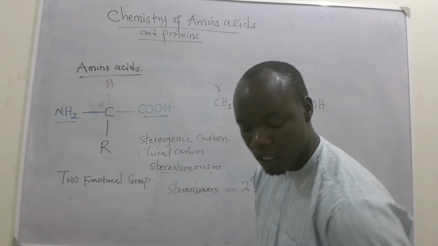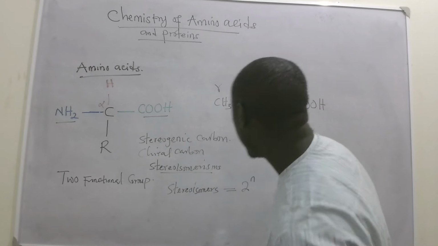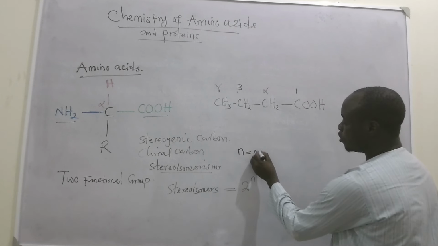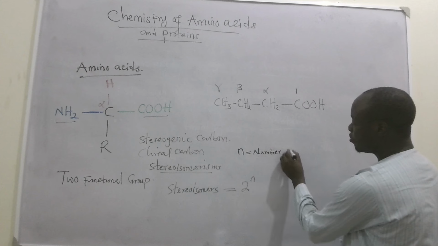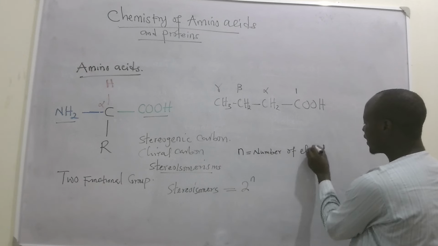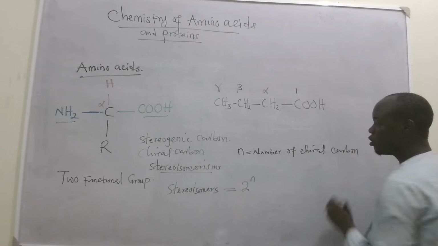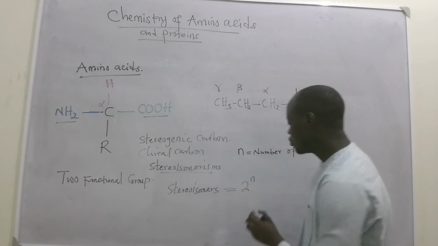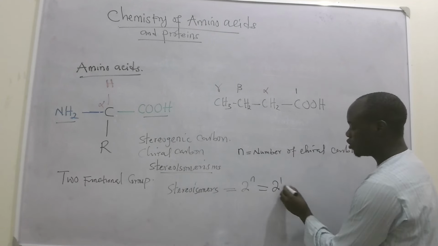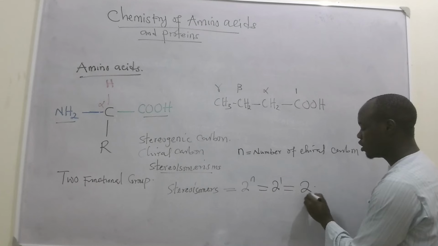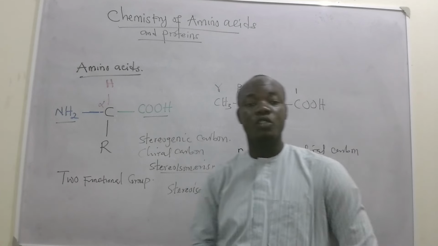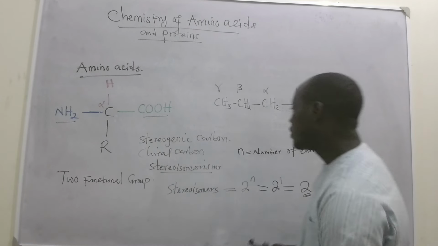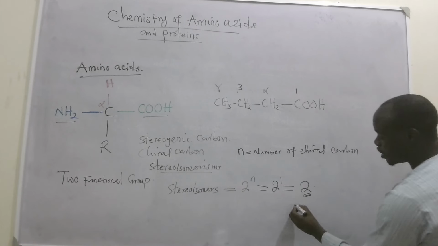We need to calculate the number of stereoisomers. So what does this n represent? The number of chiral carbons. So how many chiral carbons do we have here? It's only one. So here we have 2^1, which is equal to 2. It means that an amino acid has 2 stereoisomers.